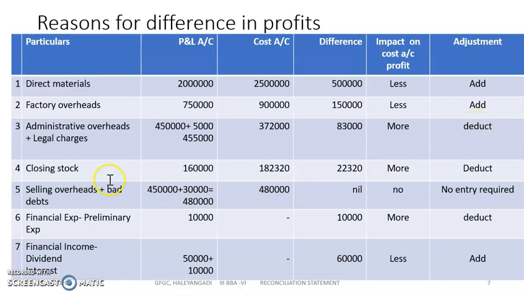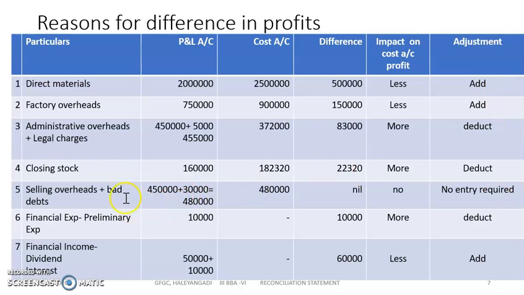Okay. Next goes closing stock. I've explained all this in the previous introduction to the chapter. Now closing stock is 1,60,000. In cost accounts, it is 1,82,320. If you remember, we talk about overvaluation and undervaluation of closing stock. This is overvaluation of closing stock. When there is overvaluation of the closing stock, the profit in your cost books is more, because the more the closing stock, the more your profit. It is more by 22,320, so it becomes a deduct item. Whenever the profit is more, it is a deduct item. Whenever the profit is less, it is an add item.